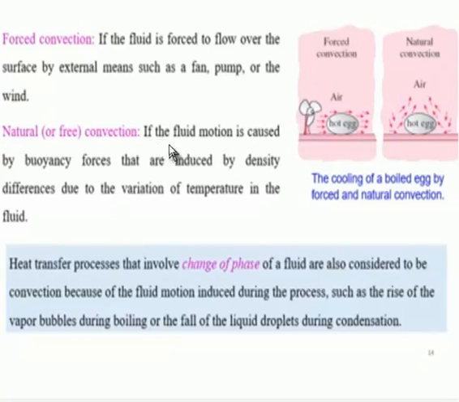In the first figure, we are using fans to flow the air over this hot egg.